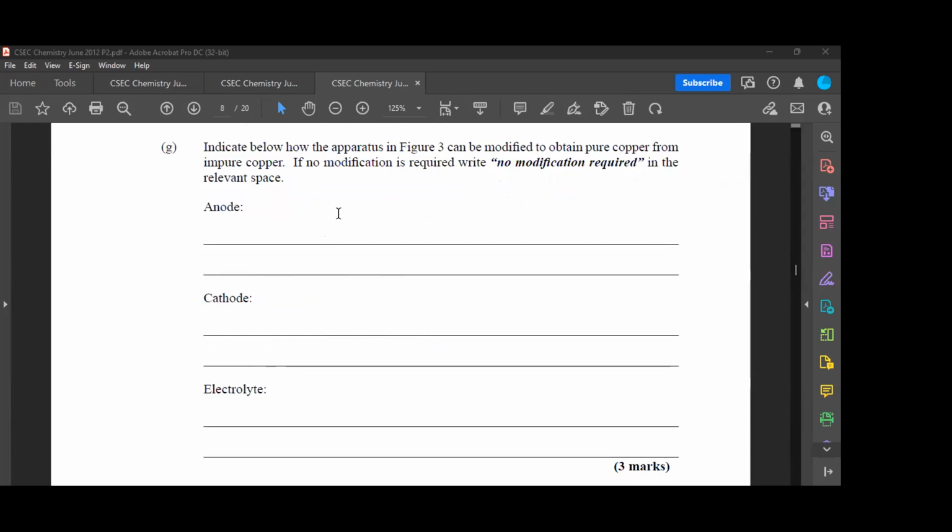So, how would we modify the anode? How would we modify the cathode? And how would we modify the electrolyte? So for the anode, you could use strips of impure substances. Which impure substance?